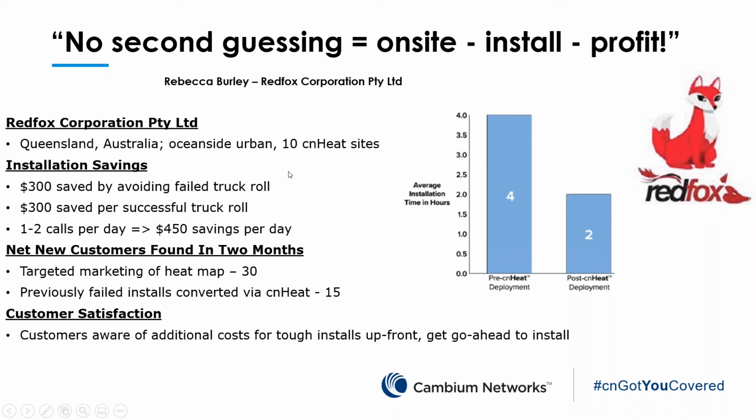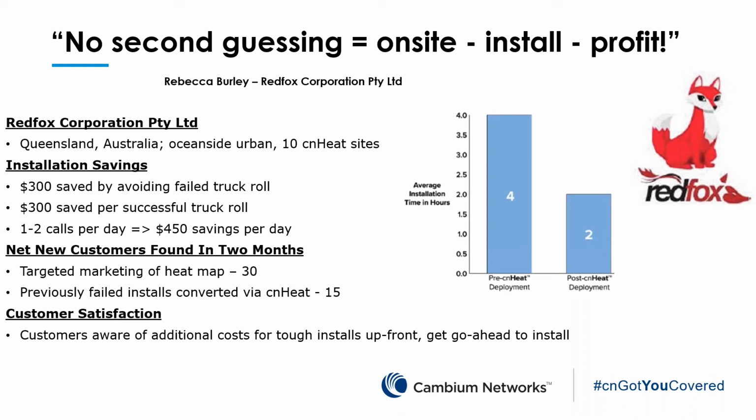So what Redfox found is they were saving $300 on every failed truck roll. So someone might call them and they can't do service, and before, they would go out there and do the failed truck roll. And now they don't have to do it. So they save $300 on that.